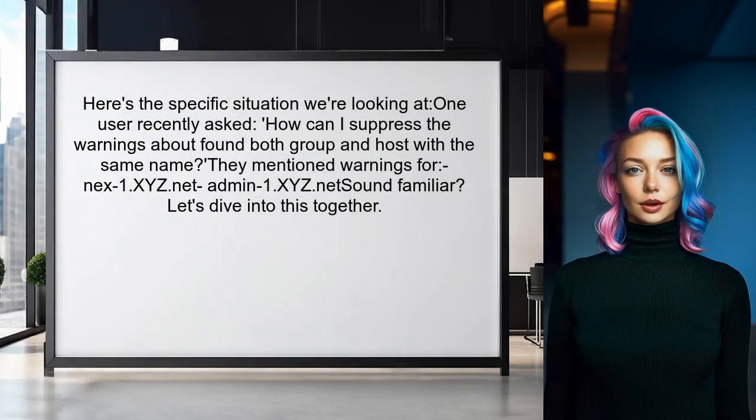Here's the specific situation we're looking at. One user recently asked, "How can I suppress the warnings about found both group and host with the same name?" They mentioned seeing warnings for instances like next1.xyz.net and admin-1.xyz.net. Sound familiar? Let's dive into this together and find a solution.